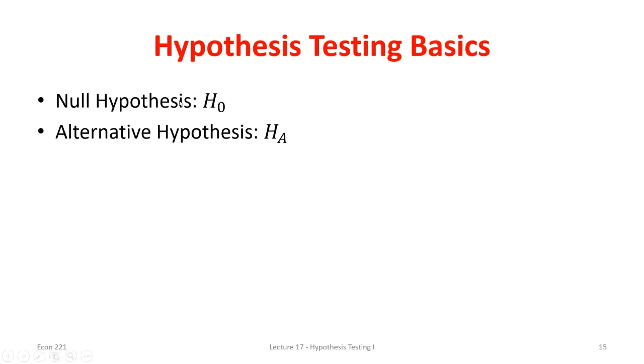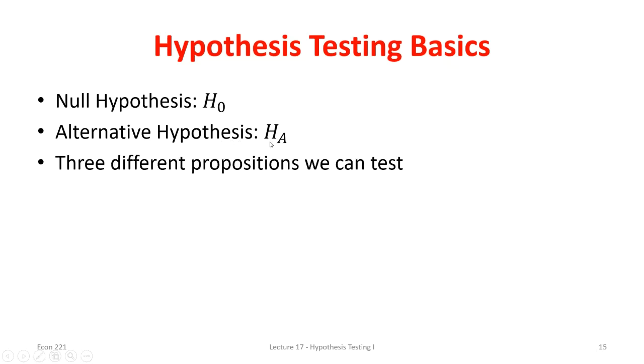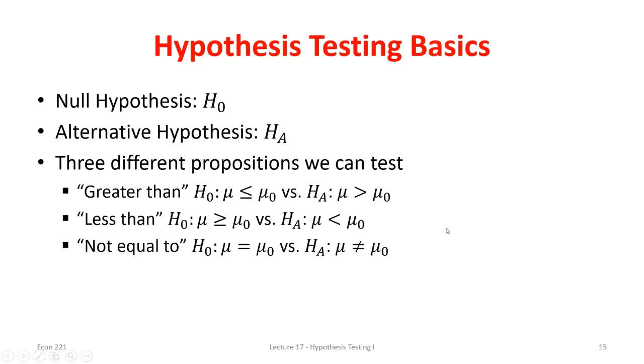Just a reminder, we write the null as H subscript 0, with 0 kind of being null, and the alternative as H subscript A, right? So we have three different types of tests: a greater than, a less than, and a not equal to. Remember, the null is what we're assuming is true. So here we've assumed that the true population mean is less than or equal to some value.